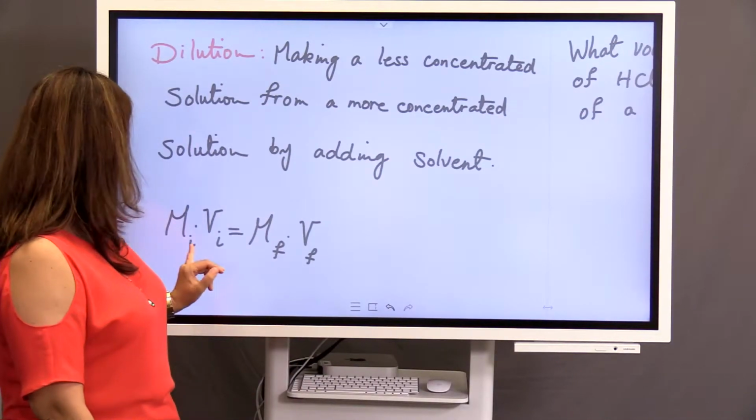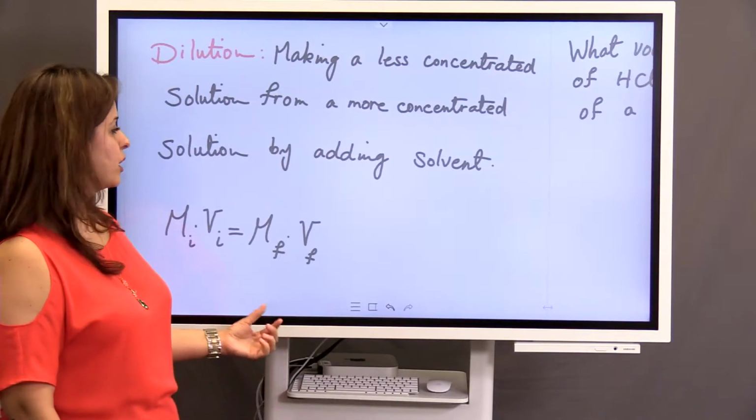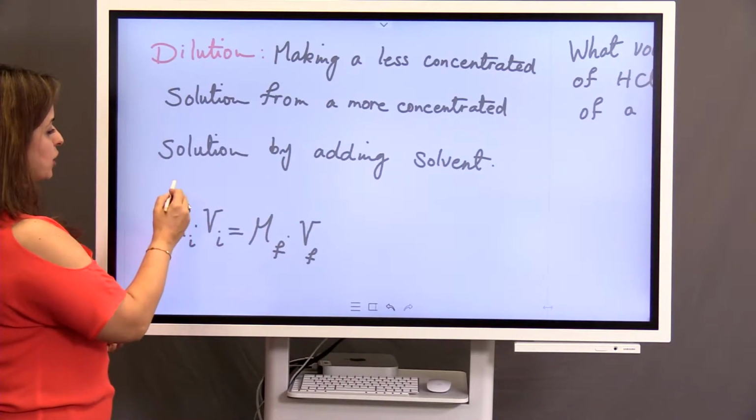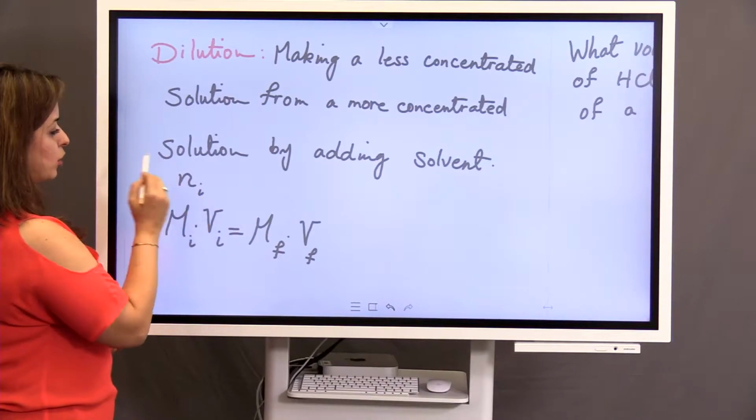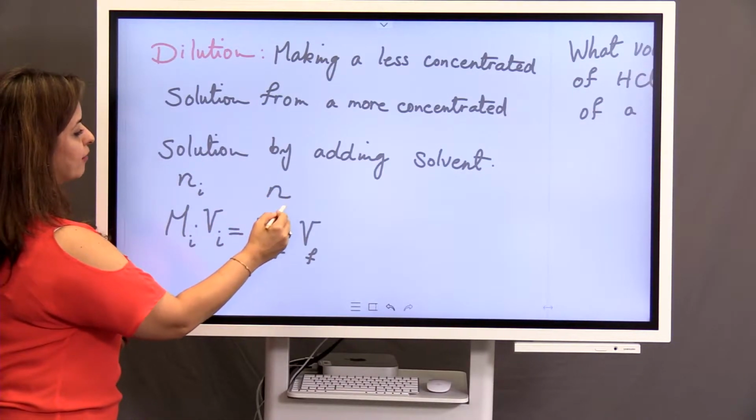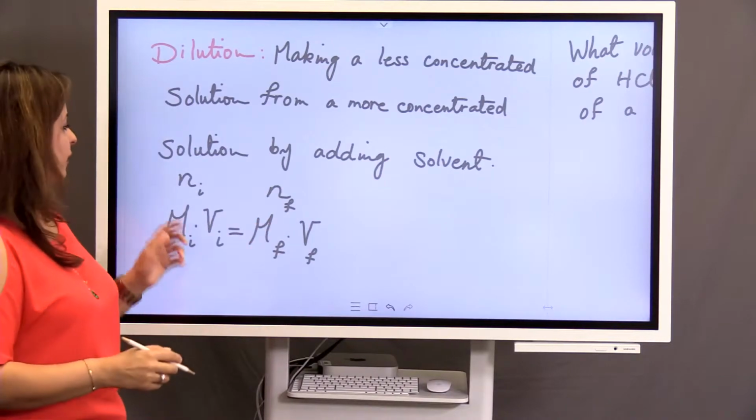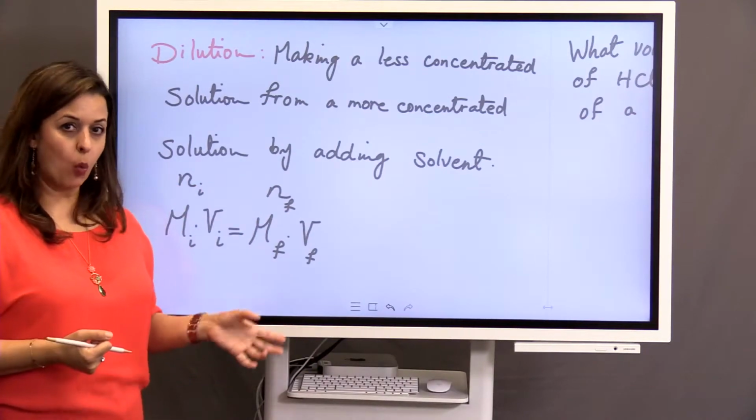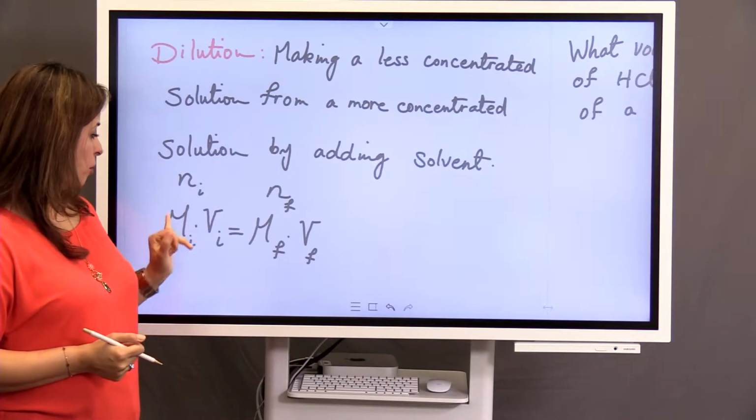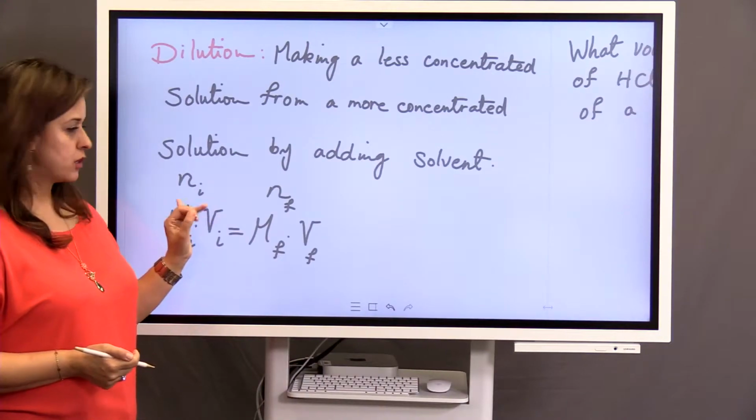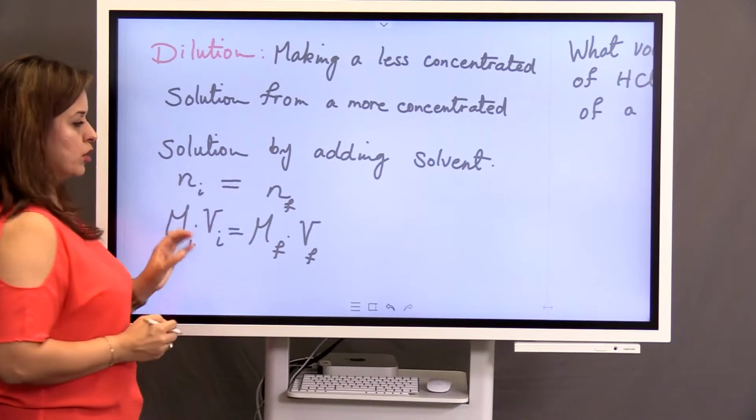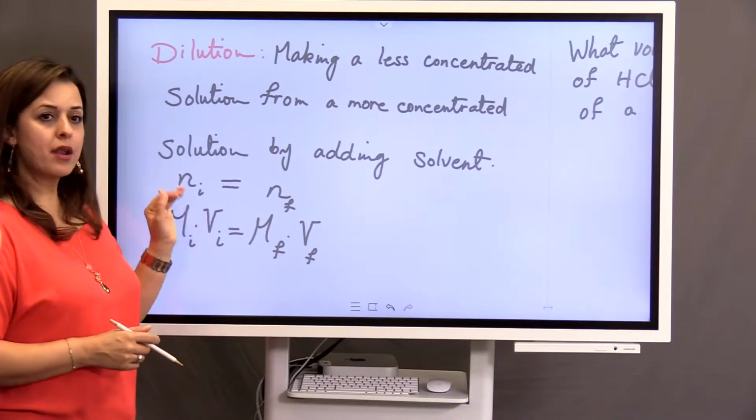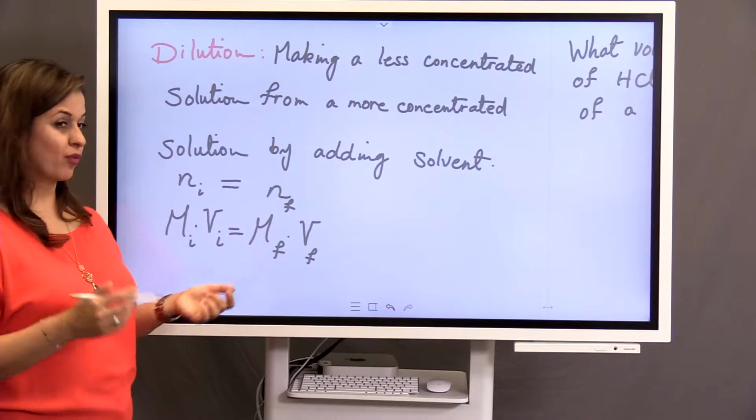There is a formula to use for dilution. This is initial and this is final. The logic is that the number of moles of solute before and after dilution doesn't change. In the lemonade, you don't take any moles of solute out. You just add the water, you add the solvent. So, molarity times volume is number of moles. If the number of moles of solute before and after dilution are the same, you can replace the moles with molarity times volume.